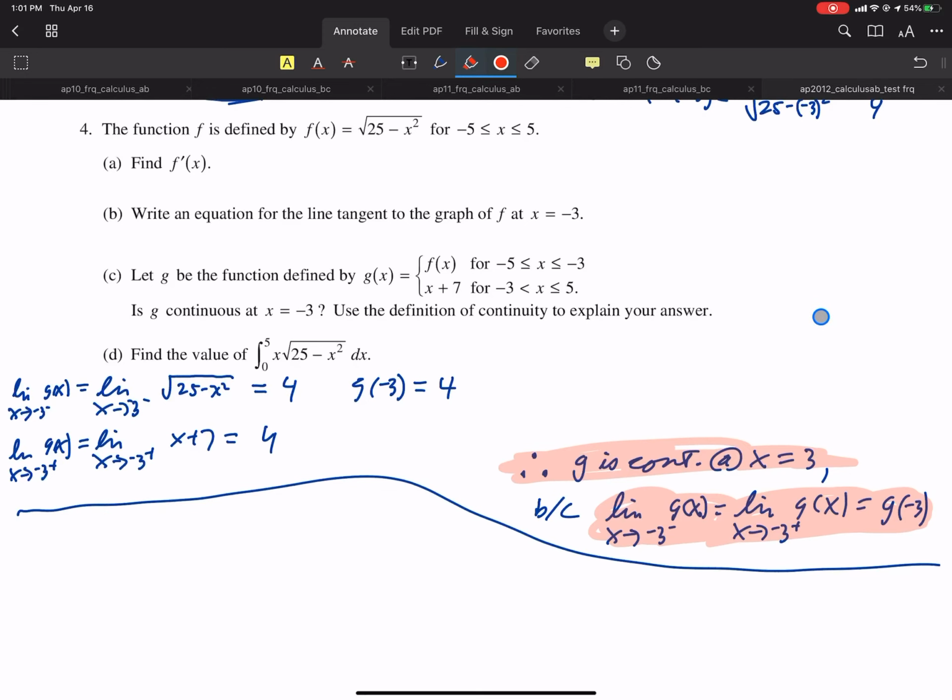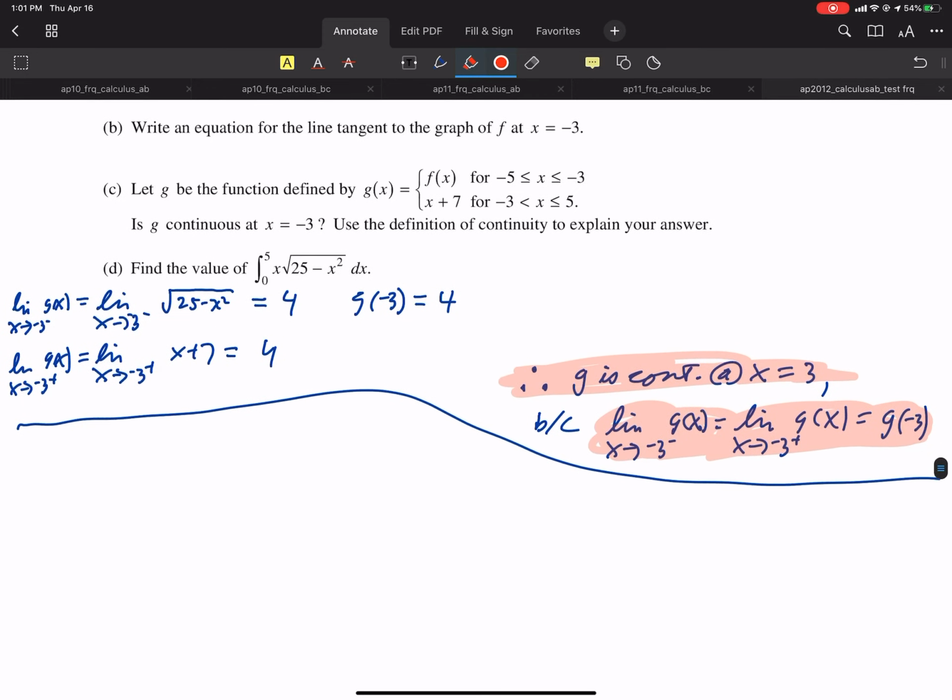Oh, there, my mouse is back. D. So we want the integral from 0 to 5. And I'm going to rewrite the square root again as a 1/2 power. So we don't have a product rule for integration. So we're going to have to rewrite this. We're going to have to do some kind of something special. And that special thing we're going to do is use substitution.